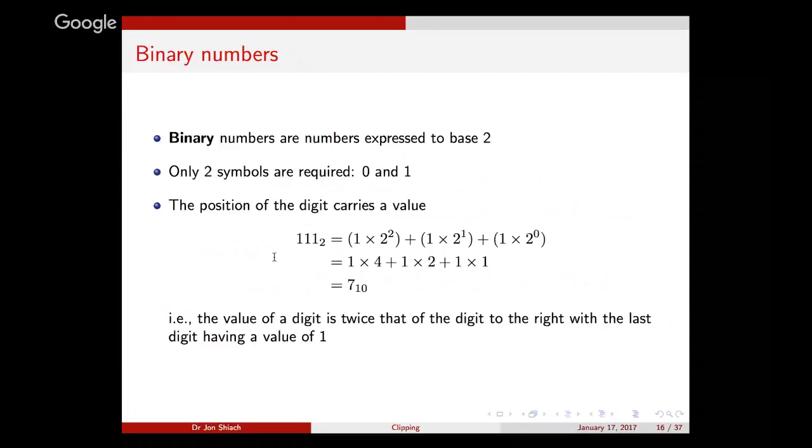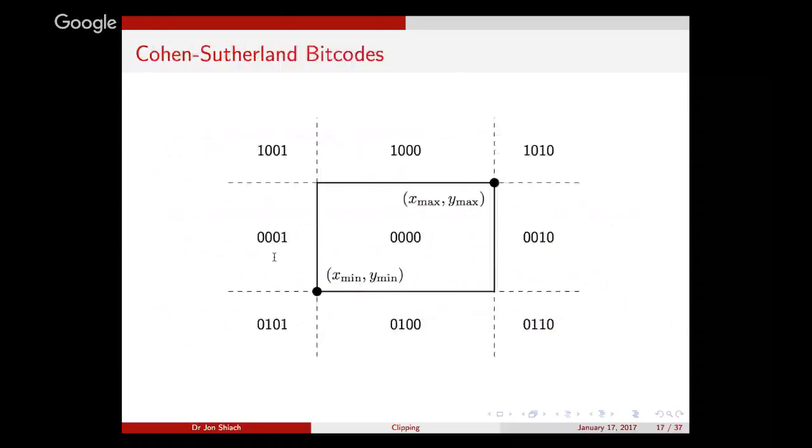Why am I teaching you this? Well, the next clipping algorithm uses binary numbers. Okay. This method is called the Cohen-Sutherland clipping method. It only works when we have a rectangular clipping region. So can you think of an application where you have a rectangular clipping region on a computer? What about a window? Windows on computers are rectangular.